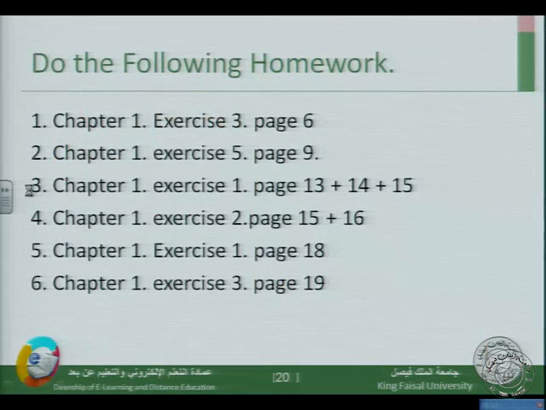You can do it by yourself. Now do the following homework. This is the last slide for today. I want you to do all of these homeworks because they cover all these strategies and all the vocabulary we have covered in this class.